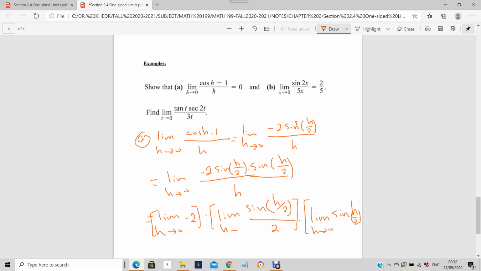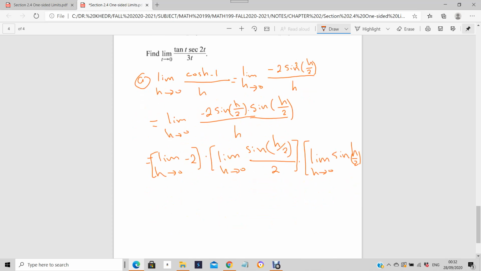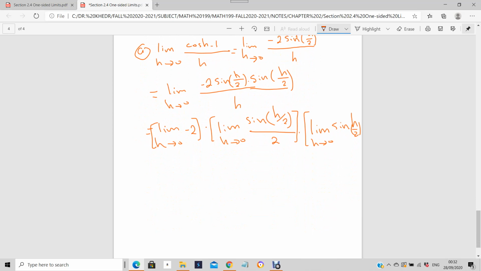This is as h goes to 0. So I break these functions into 3 functions multiplied by each other, and then we will find the limit for each. What is the limit for the first term? Yeah, limit minus 2. This is called the constant function. You remember the constant function?